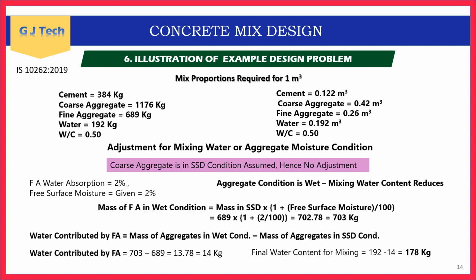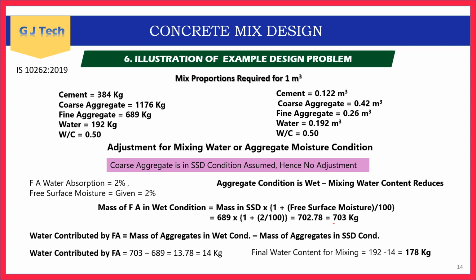Now fine aggregates are given as wet since their moisture is defined in the problem data as 2% free surface moisture and water absorption of 2%. So we need to calculate the wet weight or wet mass of fine aggregates, which is given by mass of fine aggregate in SSD condition multiplied by 1 plus free surface moisture by 100. So we arrive at a wet mass of aggregate of 703 kg.